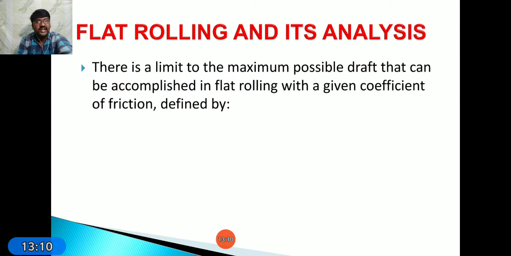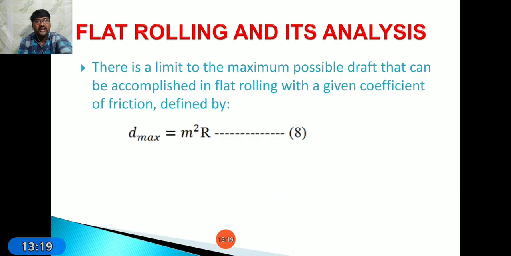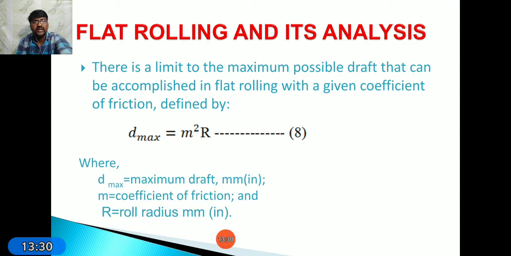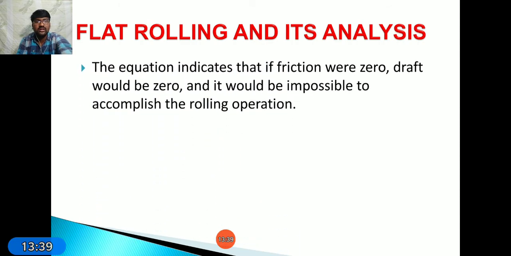Next, there is a limit to the maximum possible draft that can be accomplished in flat rolling with a given coefficient of friction. It is defined as d max equals mu squared into R, where R is the radius of the roller and mu is the coefficient of friction. D max is the maximum draft. Based on this, we will calculate the maximum draft. Suppose the coefficient of friction value is 0, what happens? The draft is 0. Without friction, we cannot carry out the rolling process.